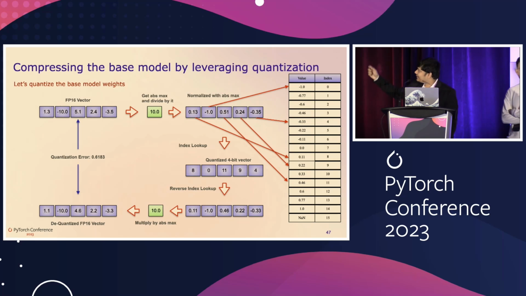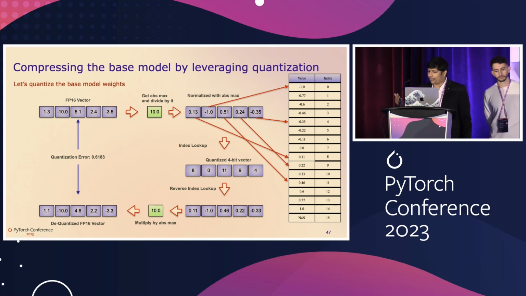Notice that there are differences, a bit of a difference between the original vector and the dequantized vector. For example, 1.3 became 1.1, 5.1 became 4.6, minus 3.5 became minus 3.3. This is what is known as quantization error, and the quantization techniques do their best to minimize or avoid this quantization error, because larger quantization errors would lead to performance degradation.